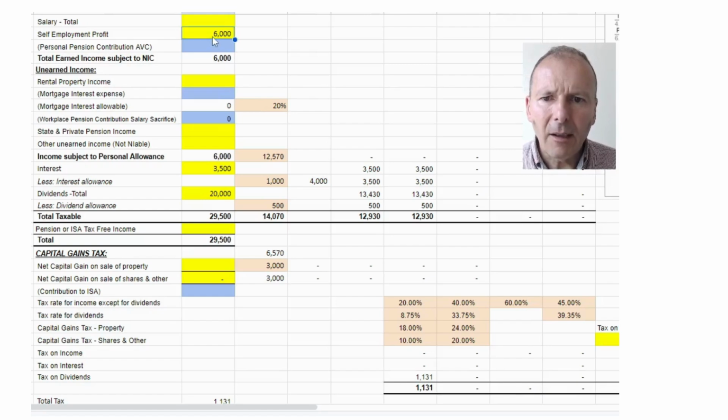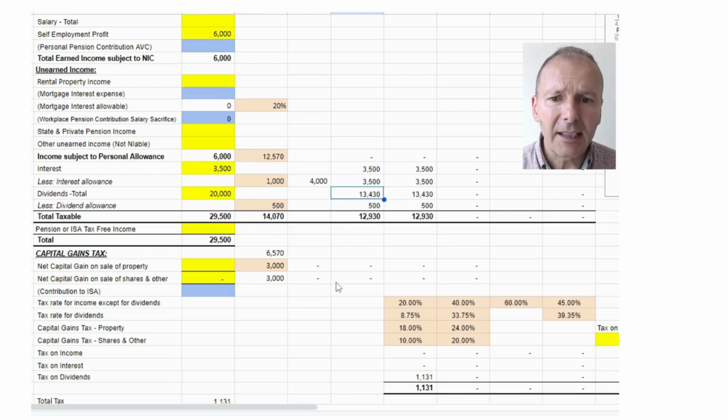So in this example, I've got some side hustle income, 6,000, interest income, 3,500, dividends, 20,000. So total income, 29,500. I do have to pay some dividend tax at 8.75% on some of my dividend income because it exceeds the total allowances that I've got.